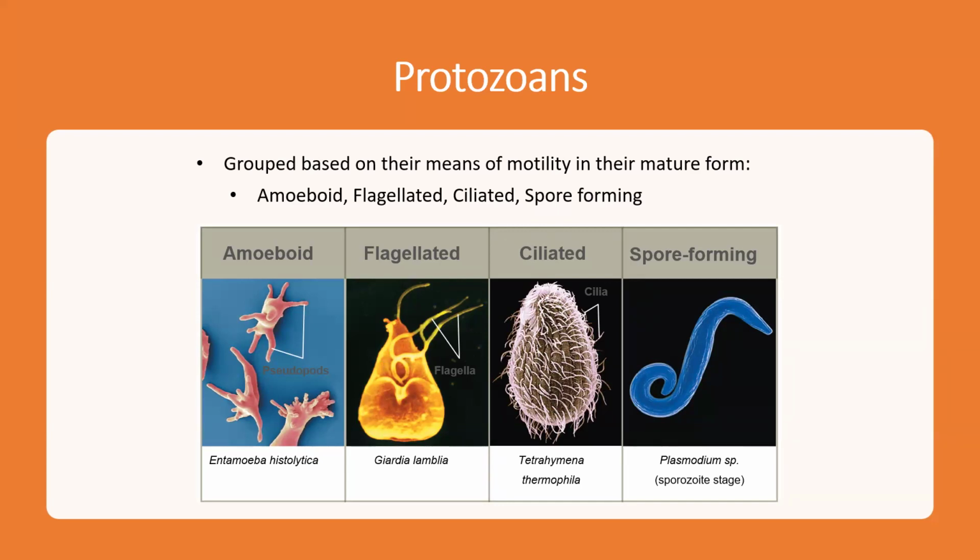And then we have spore-forming organisms like Plasmodium. So remember, Plasmodium falciparum is what causes malaria. And what you see here is the sporocyte stage. And so these don't generally have a directed movement ability, right? They don't have these things that allow them to move.